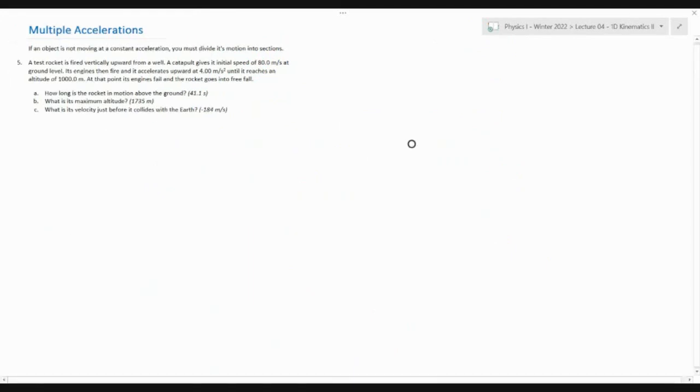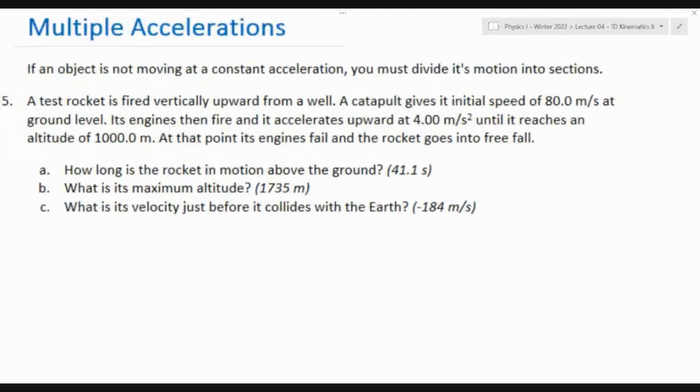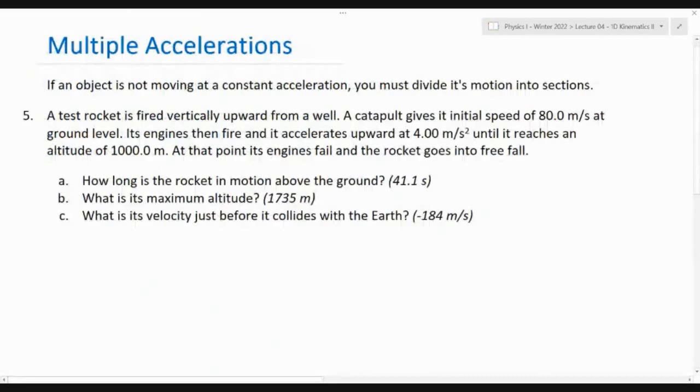Question 5. If an object is not moving at a constant acceleration, then you can't use a kinematic equation for the whole problem from beginning to end, because the kinematic equations assume that acceleration is constant. Okay?